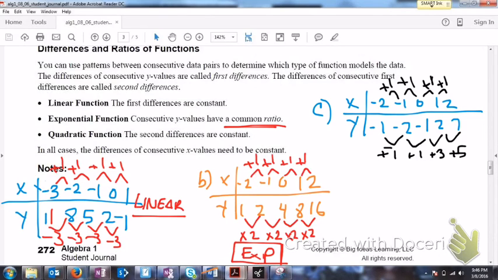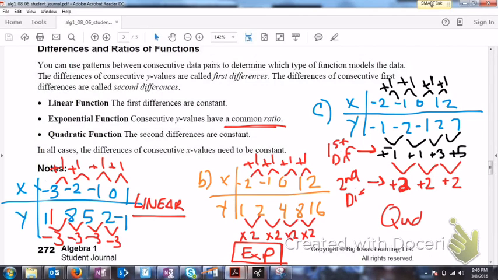So what we do here is we look at the second difference, and the second difference would be between these two numbers. So from -1 to 1, we add 2. From 1 to 3, we also add 2. From 3 to 5, we add 2. So each time there, we're adding 2. Those are the same. These are what we call the second difference. These are what we call the first difference. Since the second differences are the same, that means it is quadratic. Quadratic. Second differences.